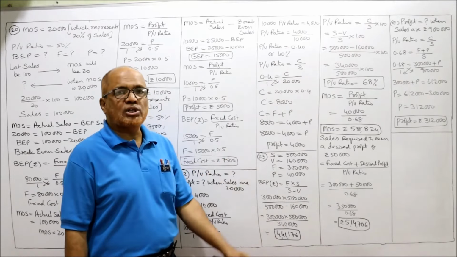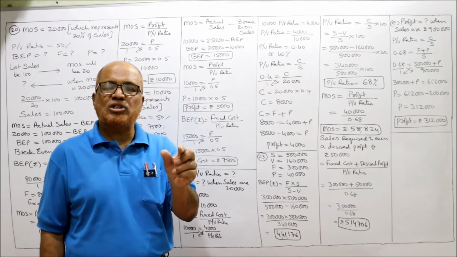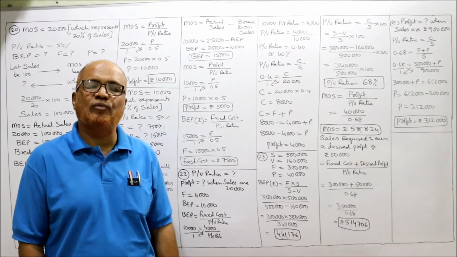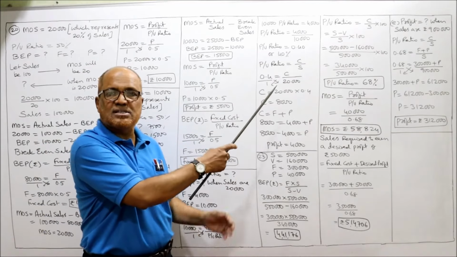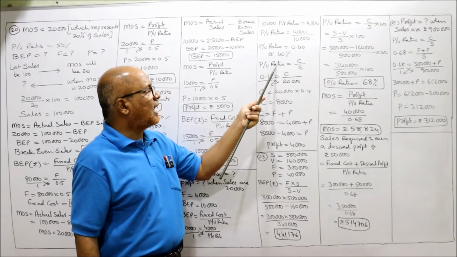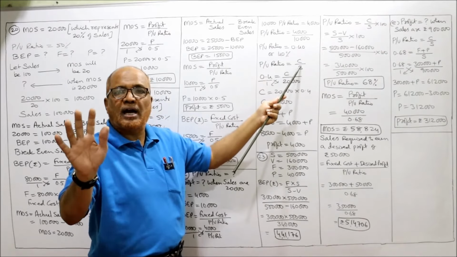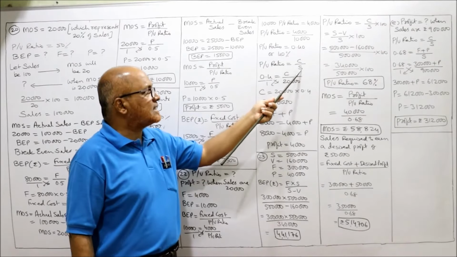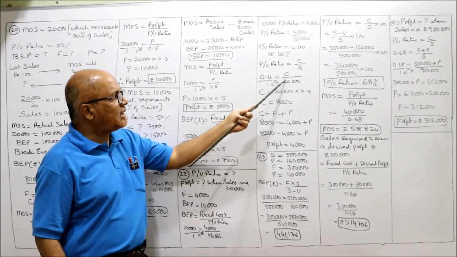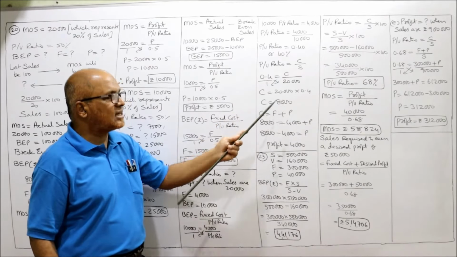Now the second question: what is the profit when sales are 20,000? I'll make use of the formula for PV ratio to find the profit. See here, PV ratio formula is C by S. So in place of PV ratio, I am writing 0.4, as we already got the PV ratio 0.4. C, contribution, we don't have, so I am writing C as it is. Sales are given, 20,000. So cross multiply. C is equal to 0.4 into 20,000, 8,000.